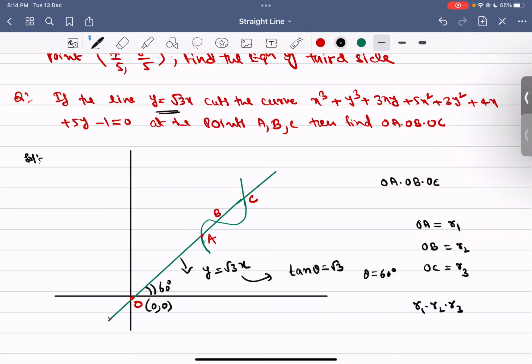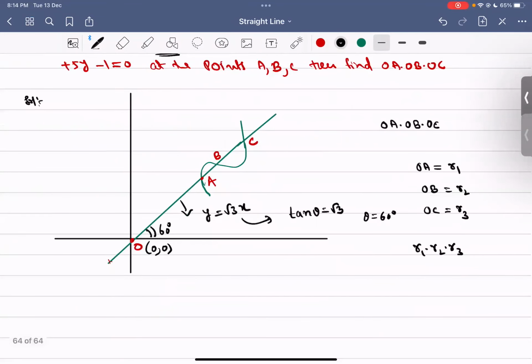That is the question. Now, tan theta is given. We know the fixed point is (0, 0), and tan theta is equal to root 3. Therefore, theta is equal to 60 degrees. From the parametric equation of the straight line, the variable point coordinates are h plus r cos theta and k plus r sin theta. So we find the variable point coordinates, or we write the parametric equation of the straight line: x minus 0 by cos 60 degrees. I am writing y is equal to root 3x in parametric form.